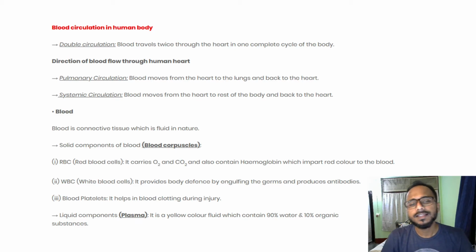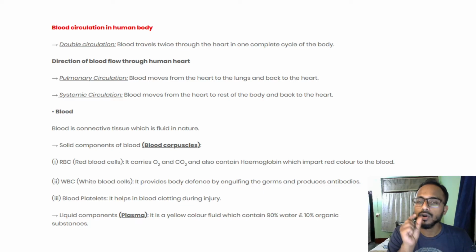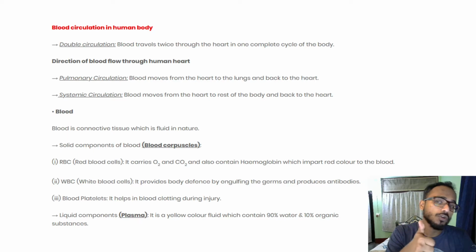RBC carries the oxygen and carbon dioxide and also contains a substance called hemoglobin. Our blood is red in color, no? Because of this hemoglobin, our blood is red in color. What is the function of RBC? It transports oxygen and carbon dioxide.